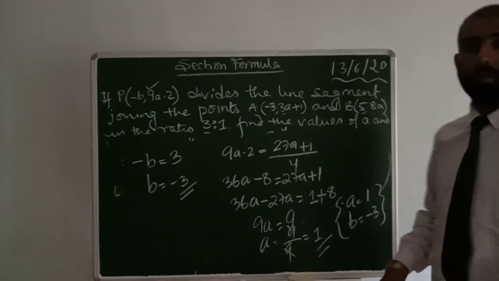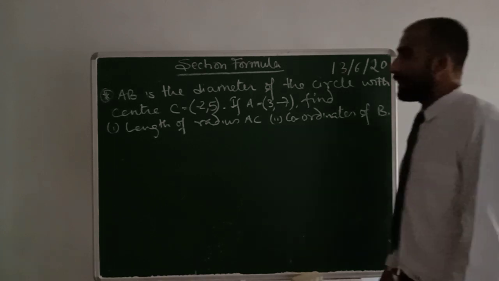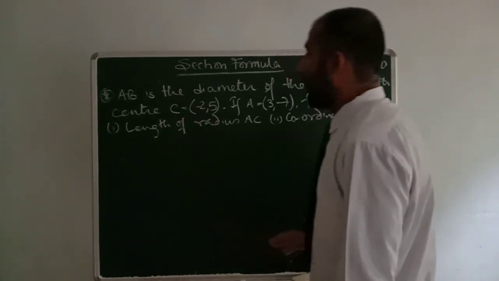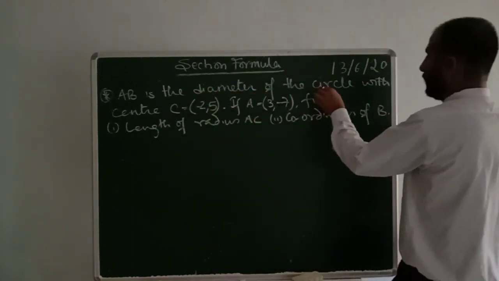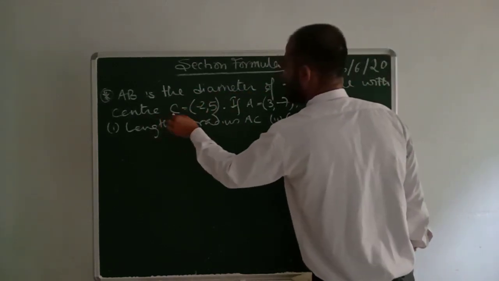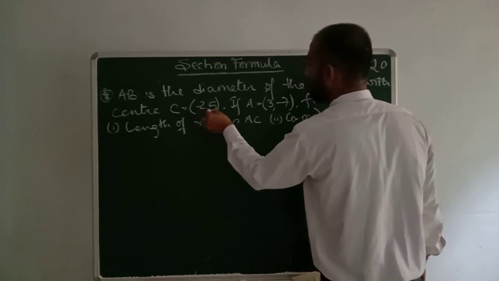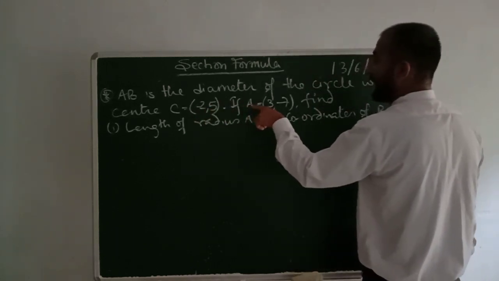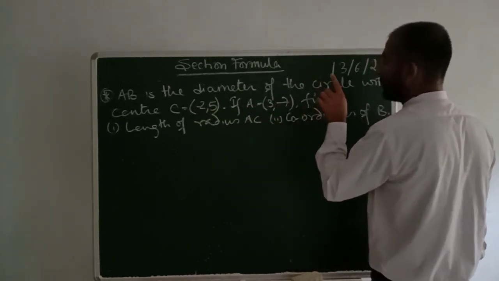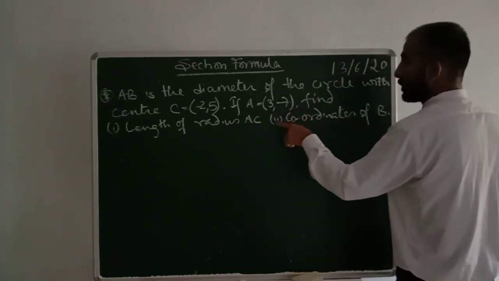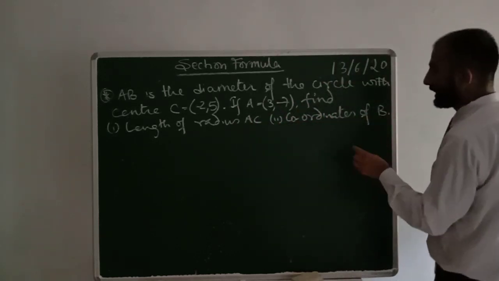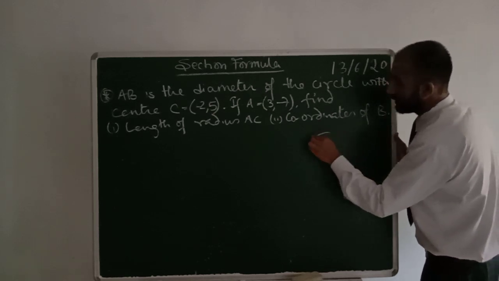Okay, so I'm here with the next question. It says AB is the diameter of this circle with center C given as (-2, 5). If A equals (3, -7), find number 1, the length of the radius AC, and number 2, the coordinates of B. Okay, let me explain it to you through this diagram.